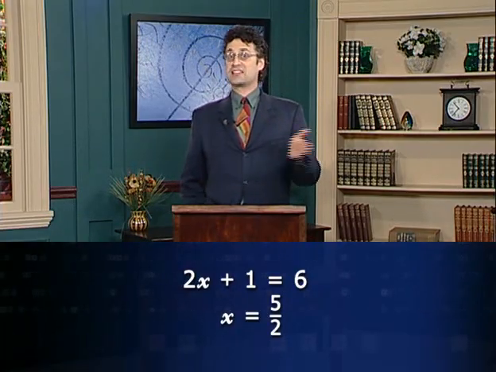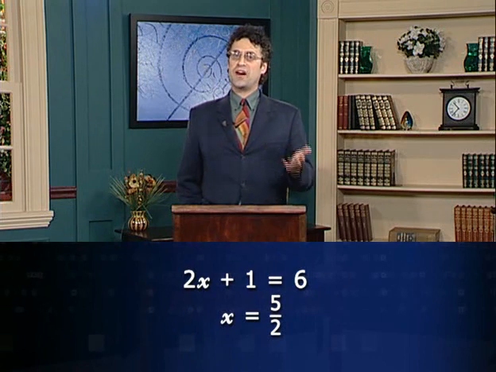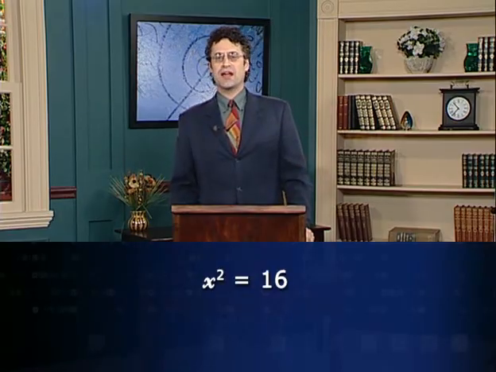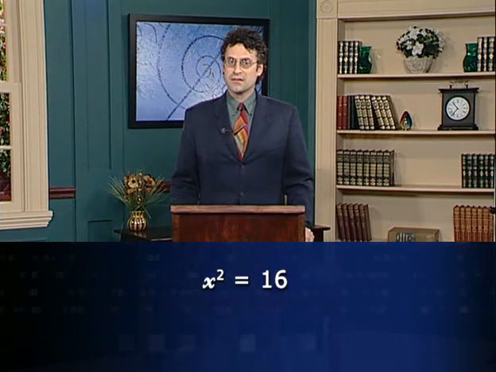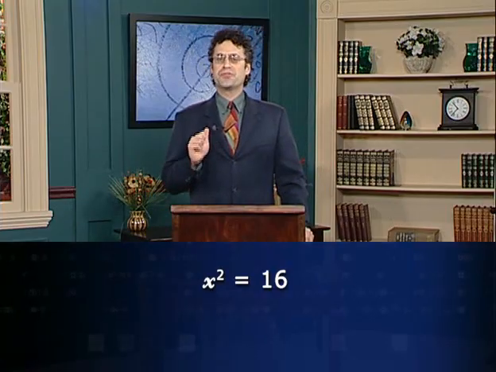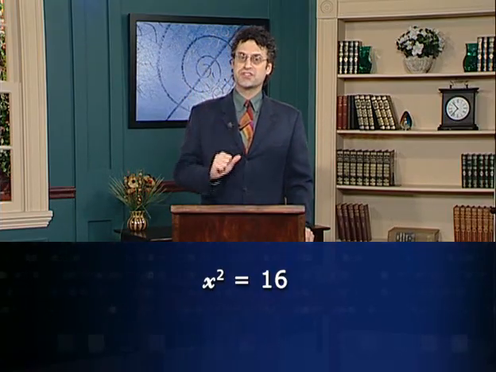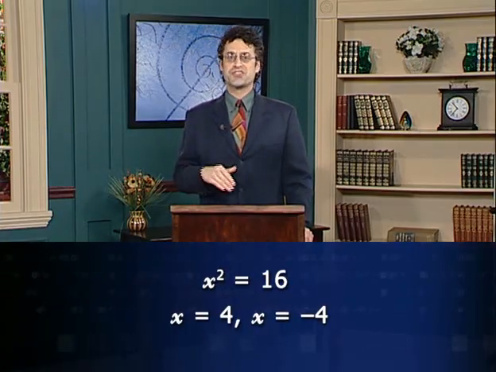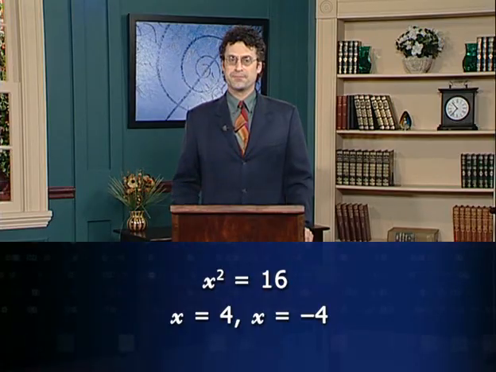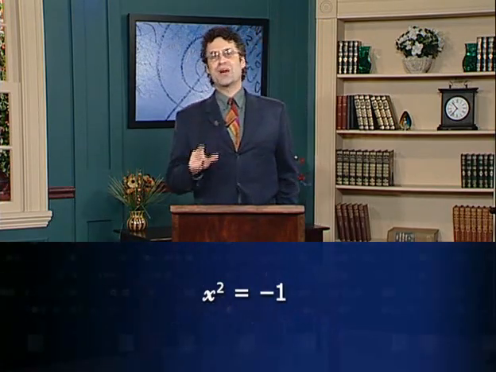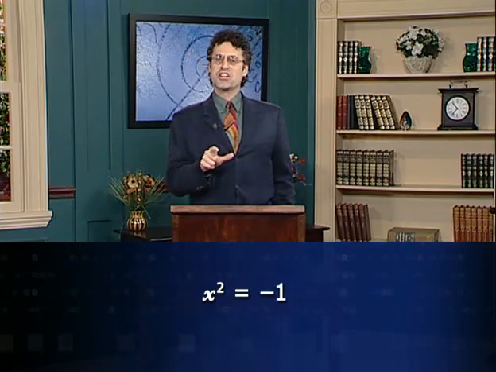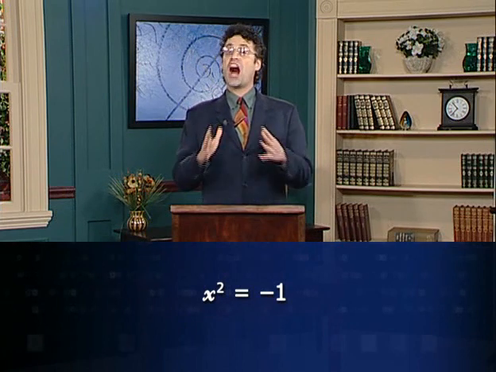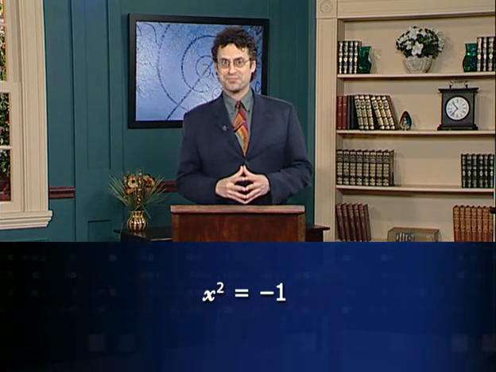And again, we can check. If we let x equal 5/2, 5/2 times 2 is 5, plus 1 equals 6. Well, if we consider the equation x squared equals 16, then we see that this equation has only finitely many solutions as well. In fact, just 2 solutions, x equals 4 and x equals -4. And again, if we take either of those answers and square, we do see 16. However, if we consider x squared equals -1, then this equation has no integer solutions, since in fact we would require the imaginary number i, which equals the square root of -1.